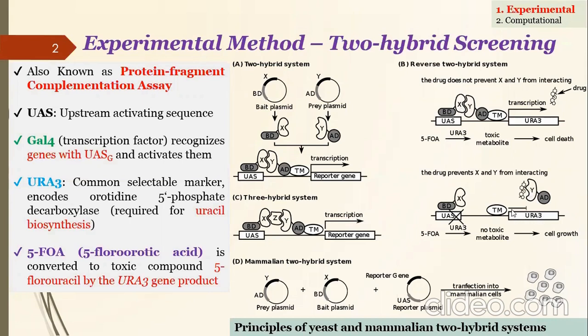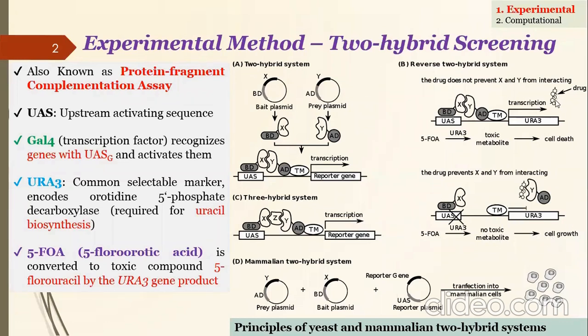You can see this symbol. This symbol means this is being blocked, and this means this is being activated. So this has been blocked. If URA3 is not there, the enzyme is not there, it will not convert FOA into a toxic metabolite, and cell death will not occur. So cell growth will occur then.